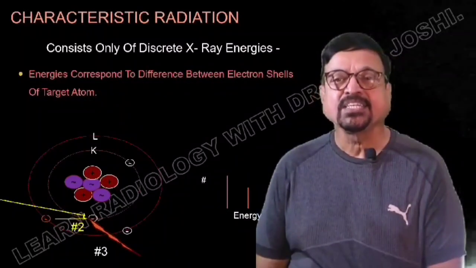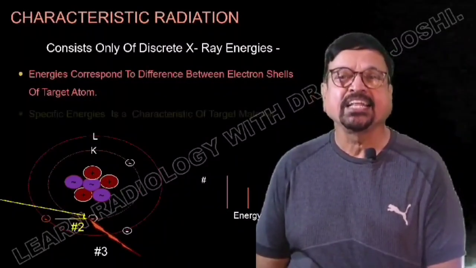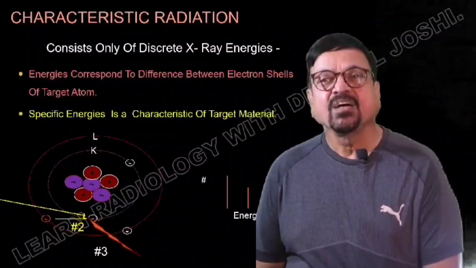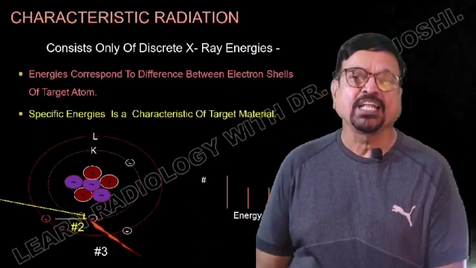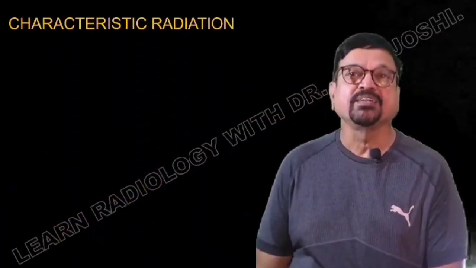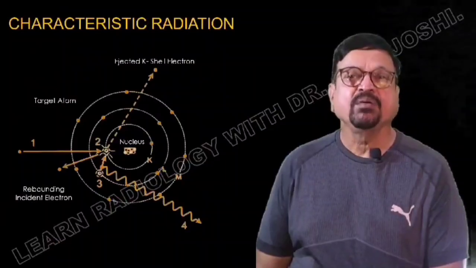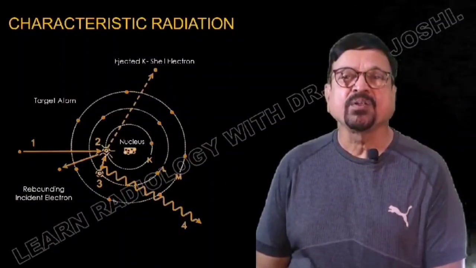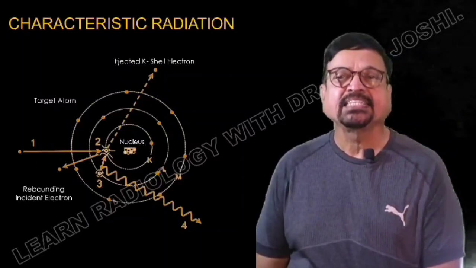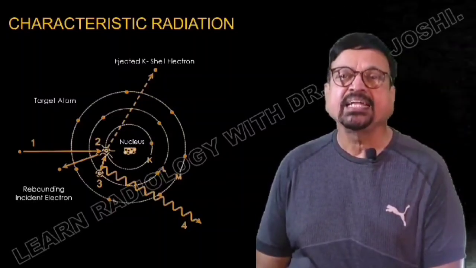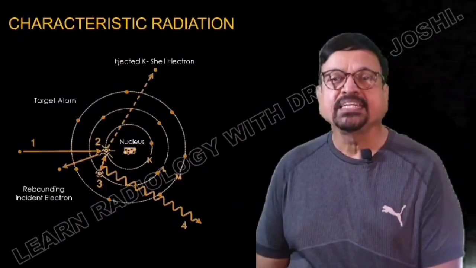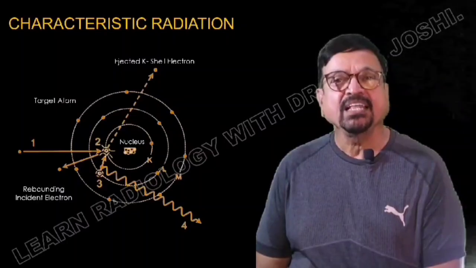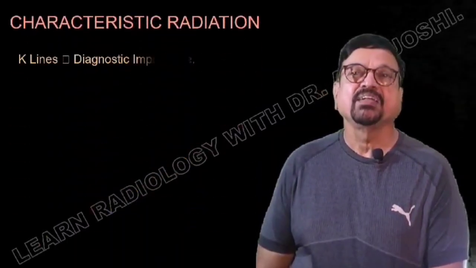Now once the K shell electron is displaced, the electron from the L shell will fall inside. Now the specific energy is characteristic of the target material. Whichever material you are using, it will be characteristic of it. Now here we are seeing it again in more detail. You are seeing the K shell electron is hit by an accelerated kinetic energy electron and it is displaced. Once it is displaced, then the electron from the outer shell falls inside.